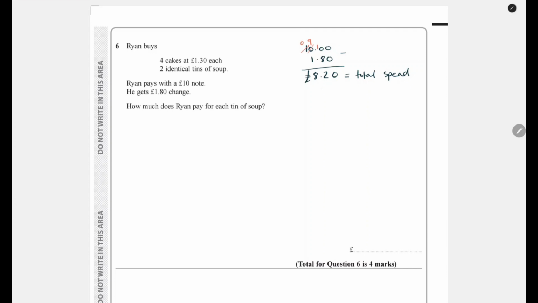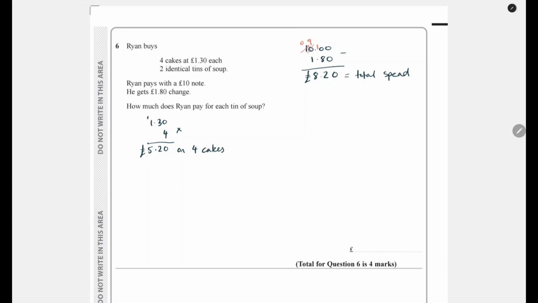Now, we know he bought 4 cakes at £1.30. So the total for the cakes is £1.30 multiplied by 4. 4 times 0 is 0. 4 times 3 is 12. We put the 2 there, the decimal place, and we carry the 1. 4 times 1 is 4, plus the 1 is 5. And so he spends £5.20 on 4 cakes.